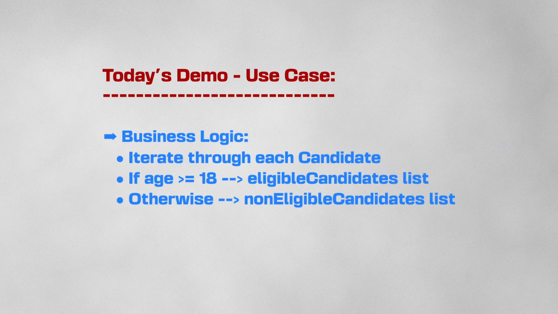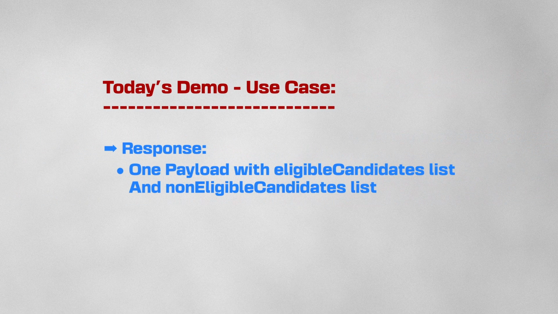Our business logic remains the same as in the for each video. We will iterate through each candidate and check if the age is 18 or above, then the candidate is added to an eligible candidates list. Otherwise, the candidate will be added to a non-eligible candidates list. And finally, the lists of eligible as well as non-eligible candidates will be returned as a result in a single payload.